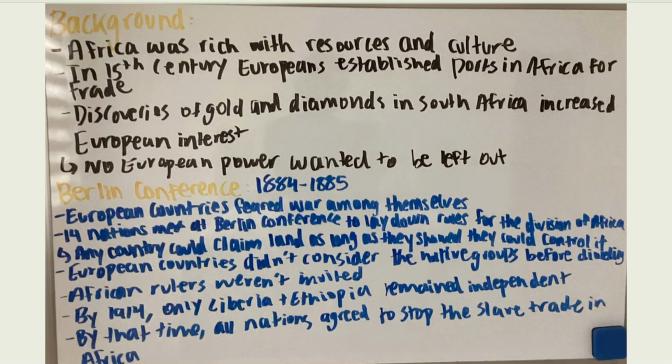It was from 1884 to 1885, when the European countries feared war among themselves. So 14 nations met at the Berlin Conference to lay down rules for the division of Africa. Any country could claim land as long as they showed that they could control it. European countries didn't consider the native groups before dividing it, and African rulers weren't invited. By 1914, only Liberia and Ethiopia remained independent. By that time, all nations agreed to stop the slave trade in Africa.